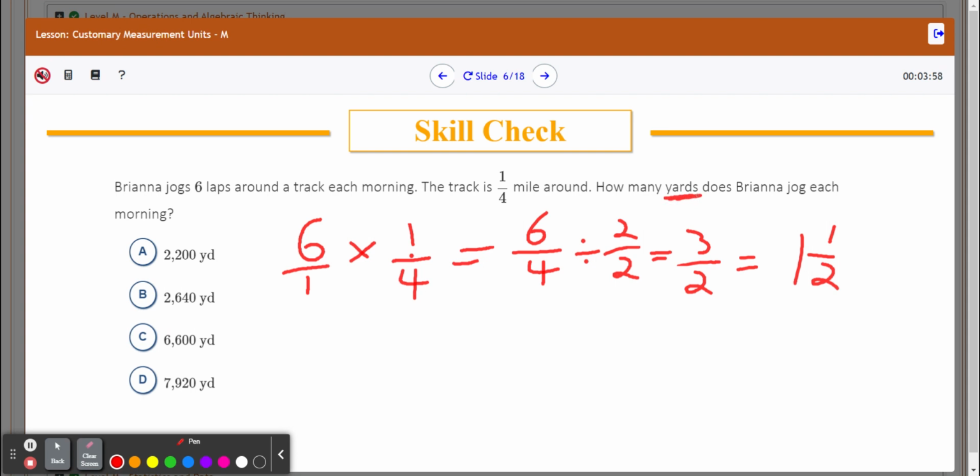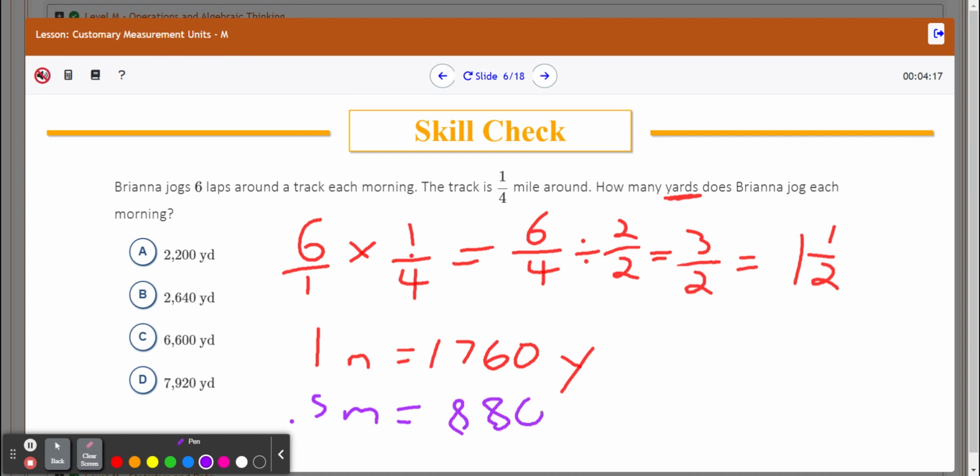If we look at our customary chart, we know that 1 mile equals 1,760 yards. But she jogged 1.5 miles. So let's take half a mile. Half of 1,760 would be 880. If I add the 1,760 and the 880, I get 2,640.